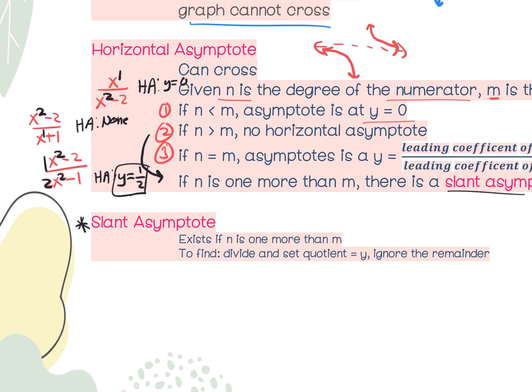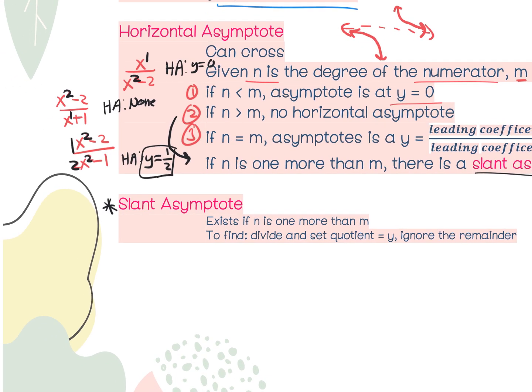And now let's talk about the slant asymptote. The slant asymptote exists only if the degree of the numerator is 1 more than the degree of the denominator.